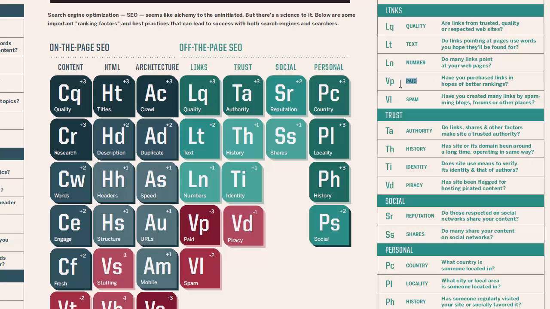So have you bought links? That's one of those strategies that used to be common. It's frowned upon now. Paying for links is not considered a good thing.